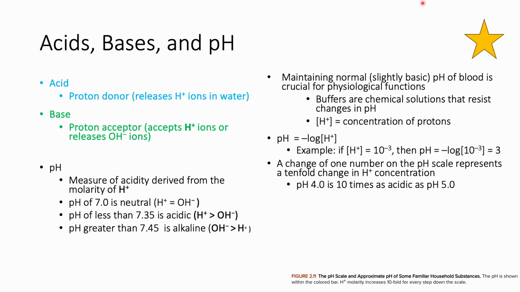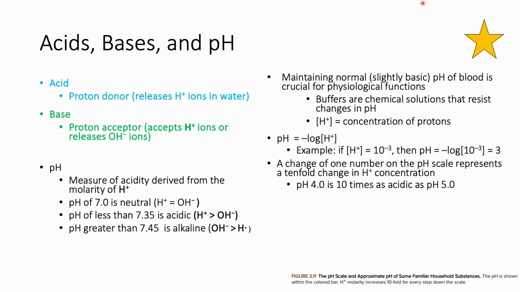So a pH of 7 is said to be the neutral pH. When you have a pH less than 7.35, we're said to be acidic. If it's greater than 7.45, we say that solution is basic. So it is determined by the hydrogen ion concentration, because basically it is your proton concentration.